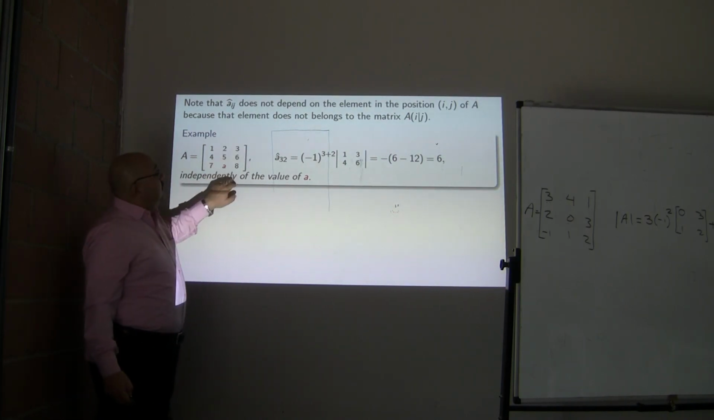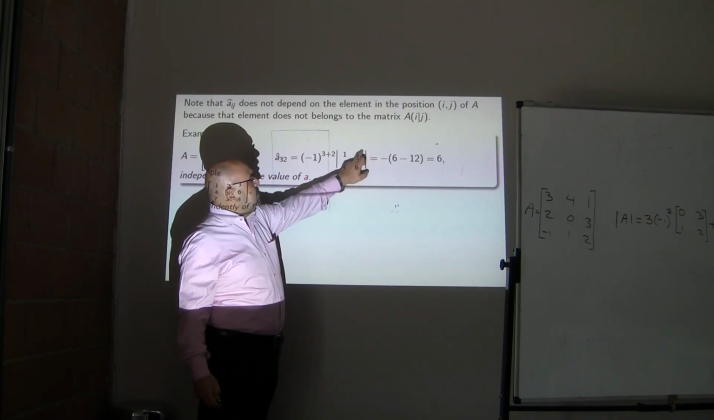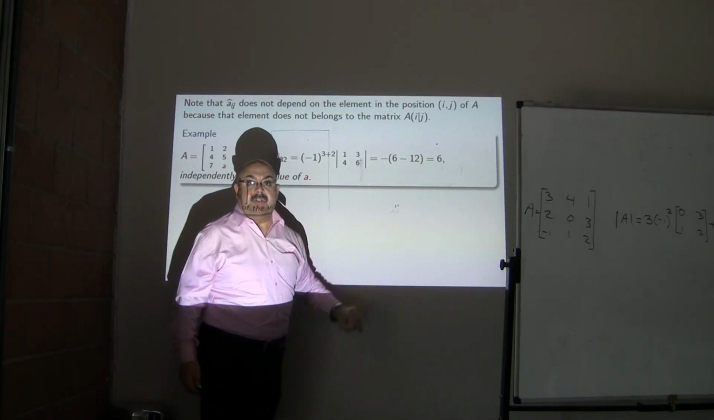So that is the meaning of the term algebraic complement. Of course I will evaluate it. 1 times 6 is going to be 6 minus 12, so it's going to be negative. 6 times negative is going to be positive.